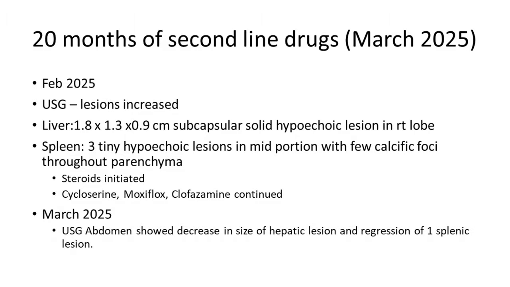Initially we waited, but we found that the lesions were increasing on ultrasound, the liver and the spleen lesions. So we labeled it as PUR and we initiated steroids. The cycloserine, moxifloxacin, clofazimine continued. The child responded to steroids, and in March 2025, when the child came to us last week, the USG abdomen was showing a decrease in size of the hepatic lesion and regression of one splenic lesion. So from 3 it has again become 2.